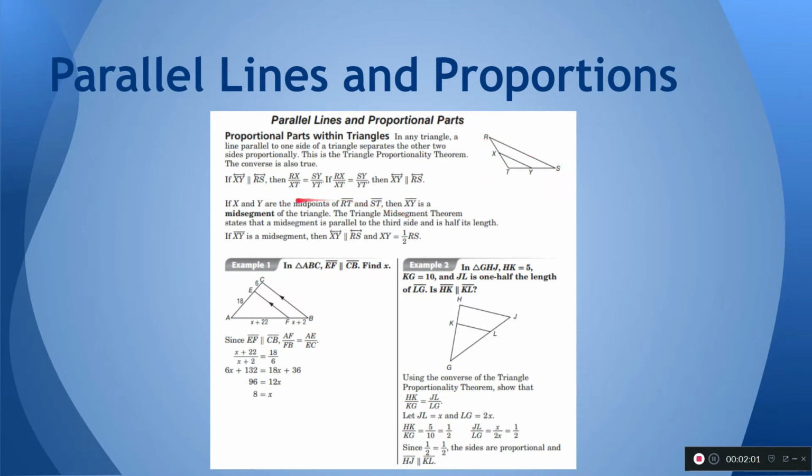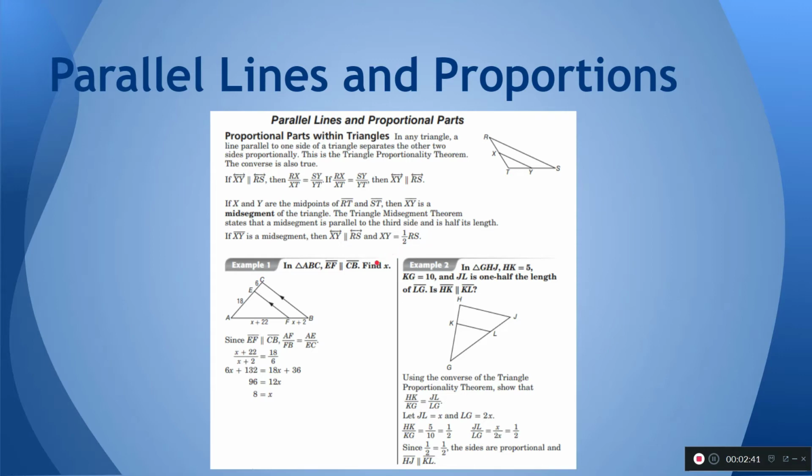Also in this, if X and Y are the midpoints of RT and of ST, then XY is what's called a midsegment of the triangle. The triangle midsegment theorem states that a midsegment is parallel to the third side and is half the length of that third side. So that's represented here. If XY is a midsegment, then XY is parallel to RS, and XY equals 1/2 of RS.